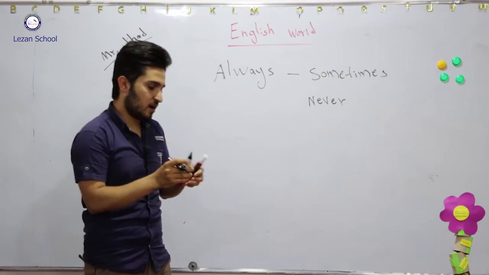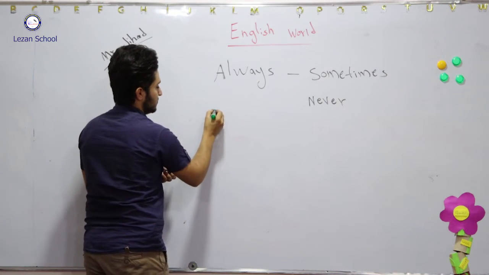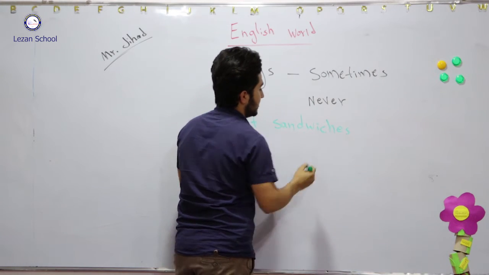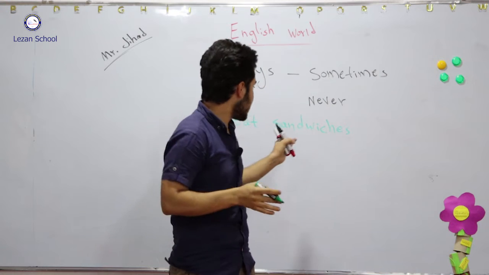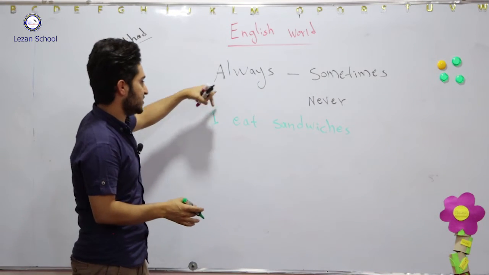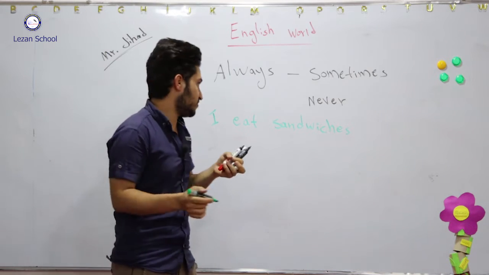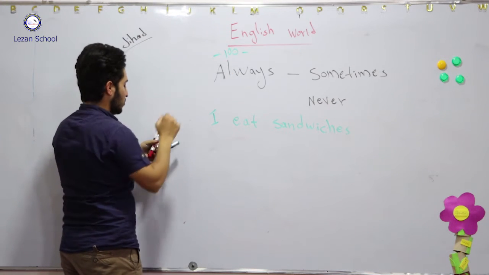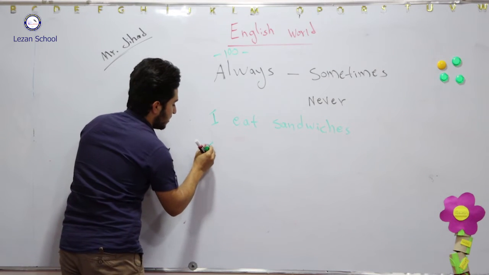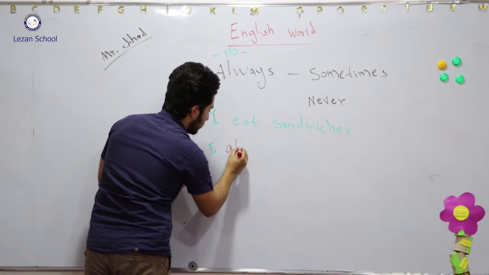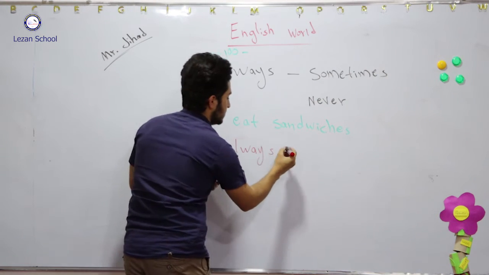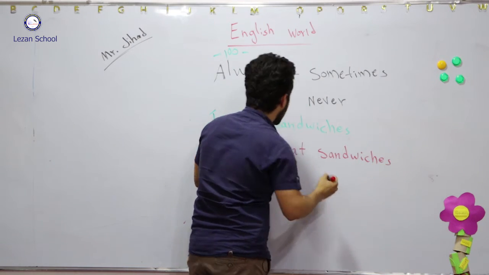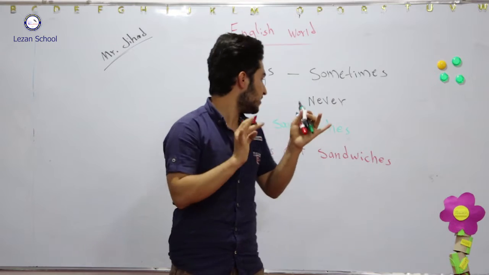For example, I eat sandwich. You really love to eat sandwich. How can we use always? Always means 100%. You love it. Let's use always. I always eat sandwiches. That means you really love it.